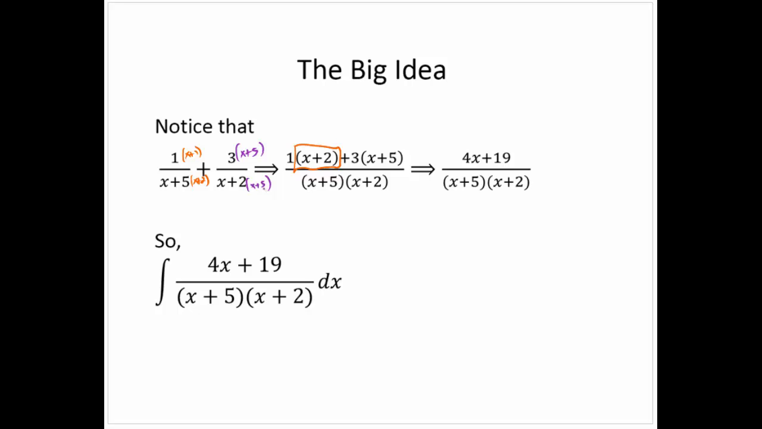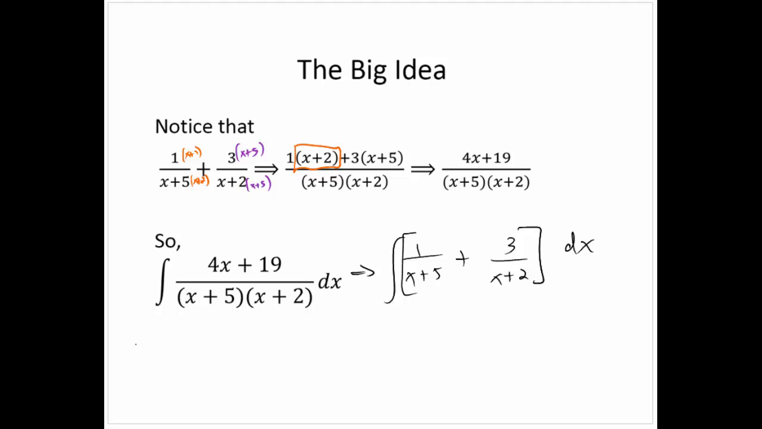So here's what we're going to do with that. If we were asked to integrate 4x plus 19 over x plus 5 times x plus 2, we have to figure out a way to get that integrand, the 4x plus 19 over x plus 5 times x plus 2, back to 1 over x plus 5 plus 3 over x plus 2. Because if we can do that, then the integral is simple.